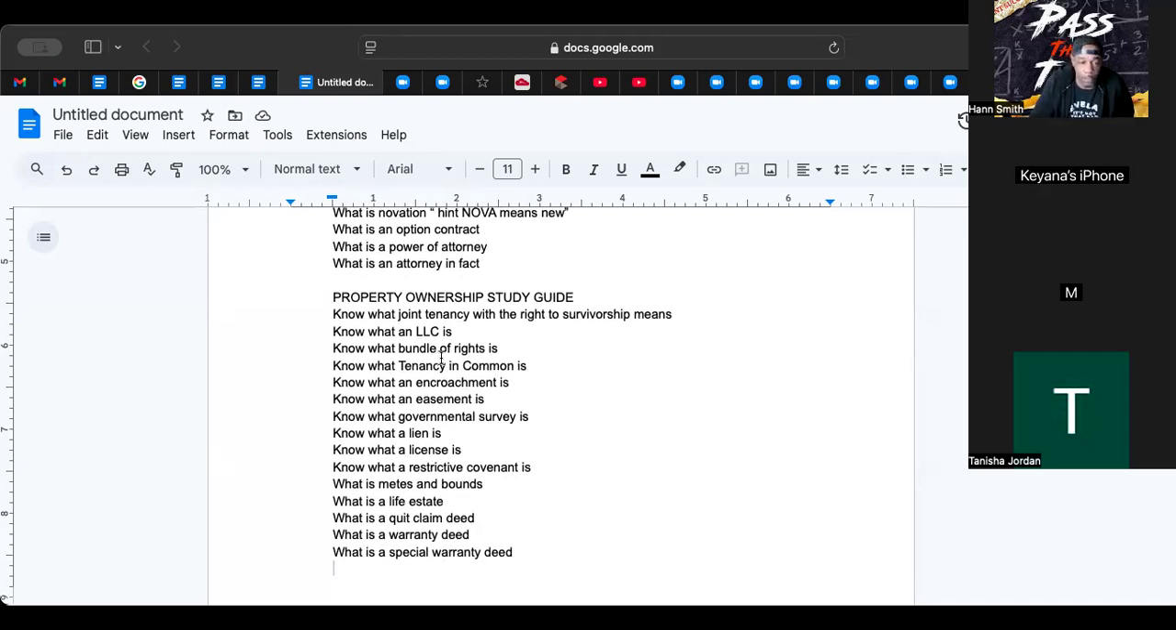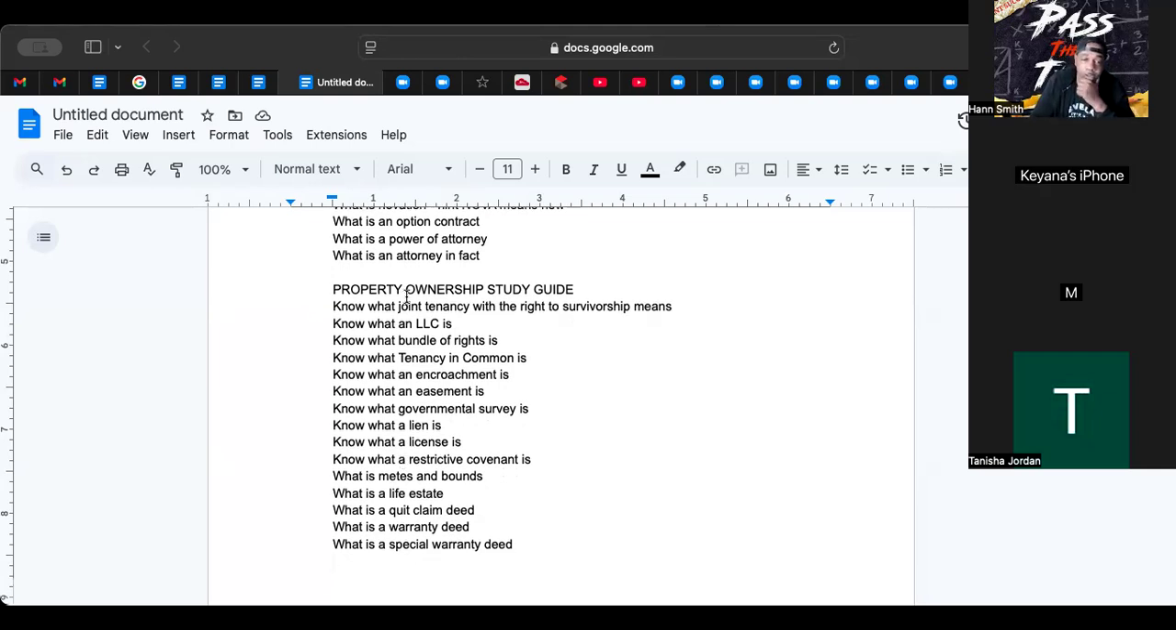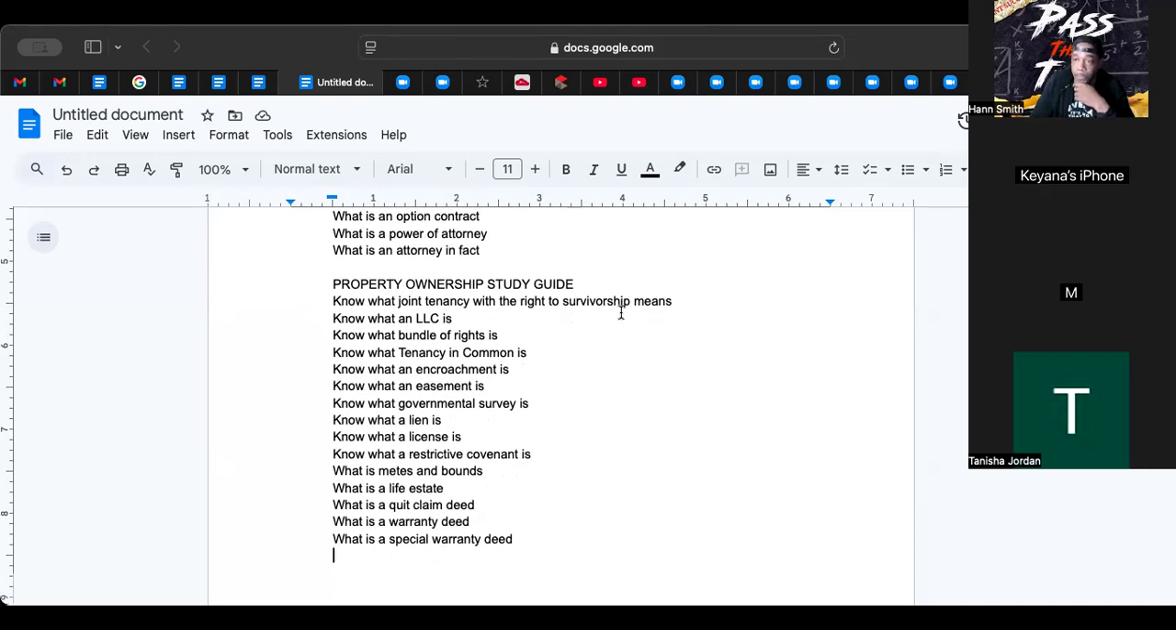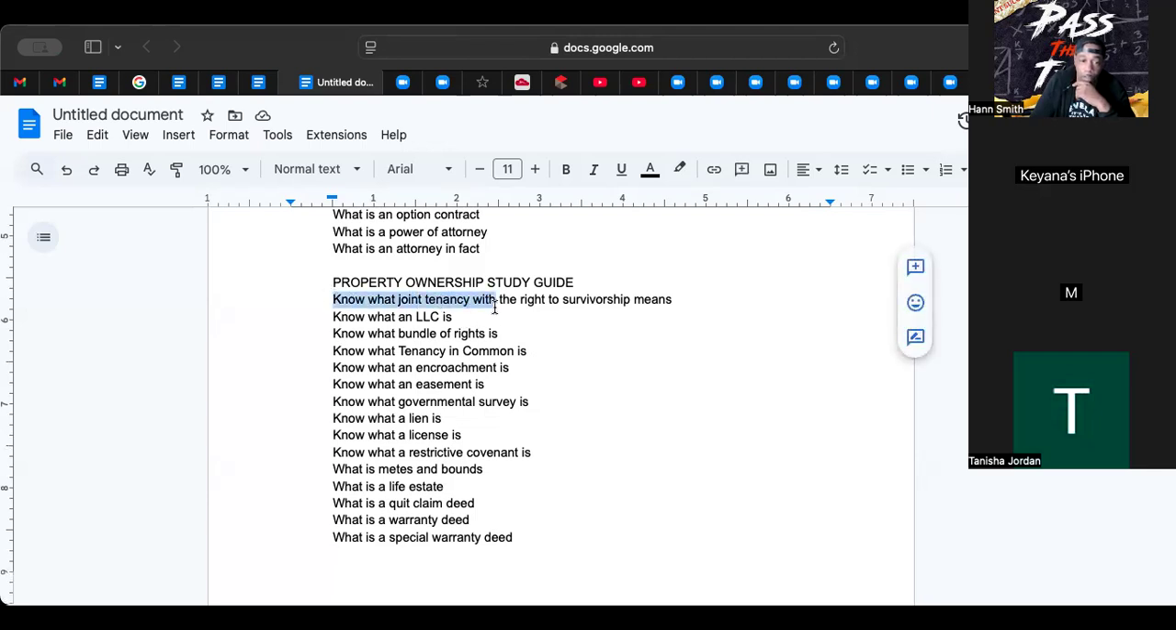Most of the stuff in property ownership is going to be definitions. So if you're good at definitions, you should do good in property ownership. Property ownership is 10% of the test, so 8 questions. And really what they're going to be trying to test is if you know the difference between joint tenancy with the right of survivorship and tenancy in common. So know the differences between those two.